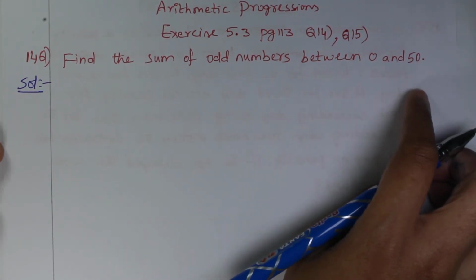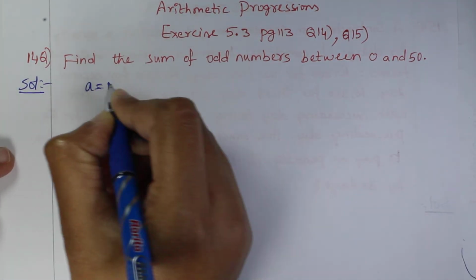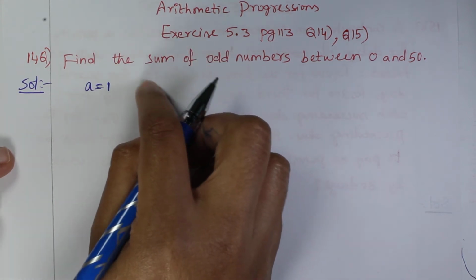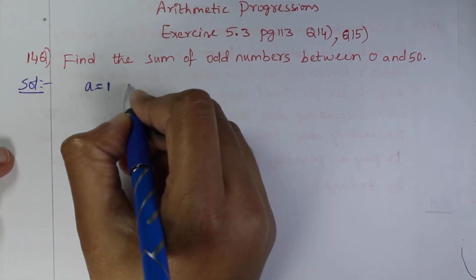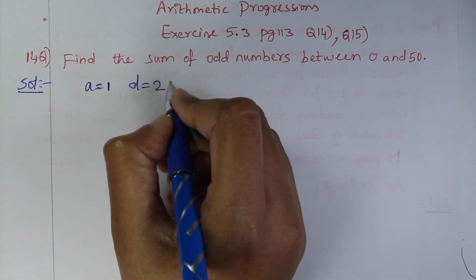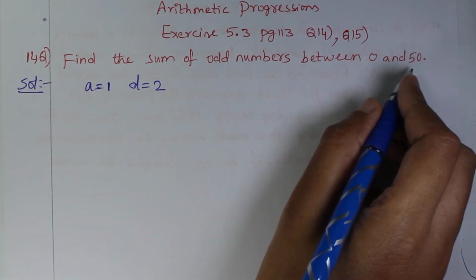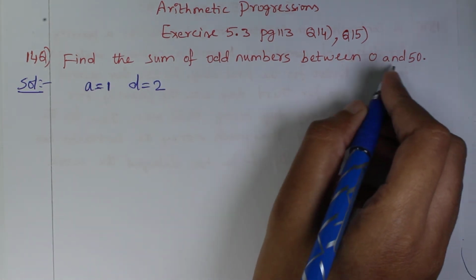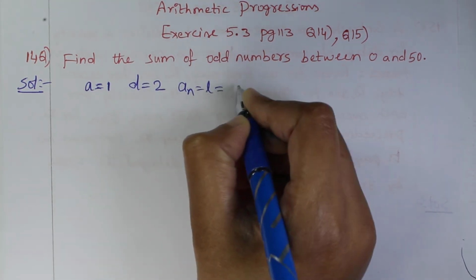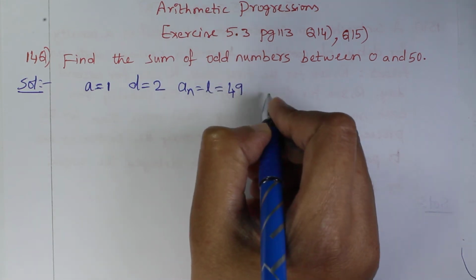So what is the first odd number? a is equal to 1. And what will be the common difference? Every alternate number in the number series is an odd number, right? So d becomes 2. And then what will be the last odd number between 0 and 50? It is 49. So last term l is equal to 49.